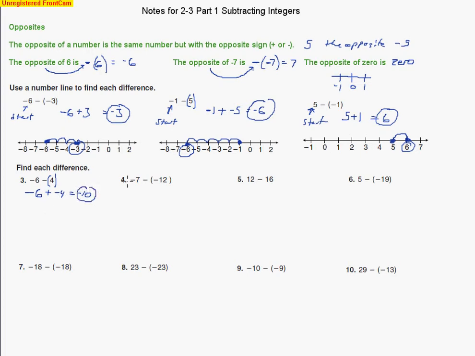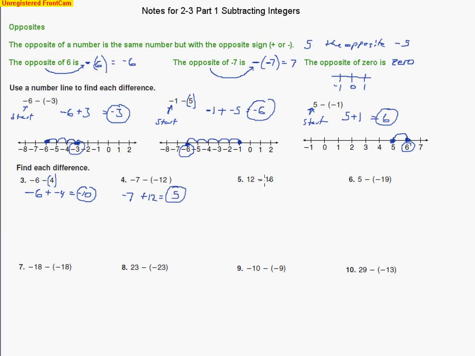And so over here, we have -7 take away -12. Well, let's start at -7, and then let's do the opposite of negative 12. Opposite is positive 12. So we're adding positive. Now, when they're opposite signs, we end up subtracting those two numbers. So we end up at 5. And is it positive or negative? Well, there's more positives than negatives, so it becomes a positive 5.